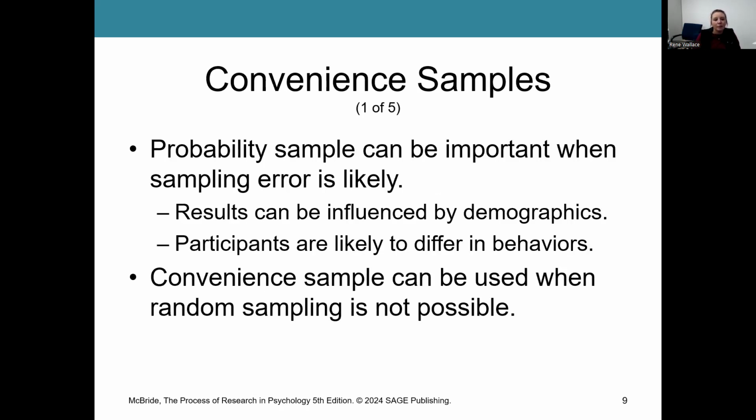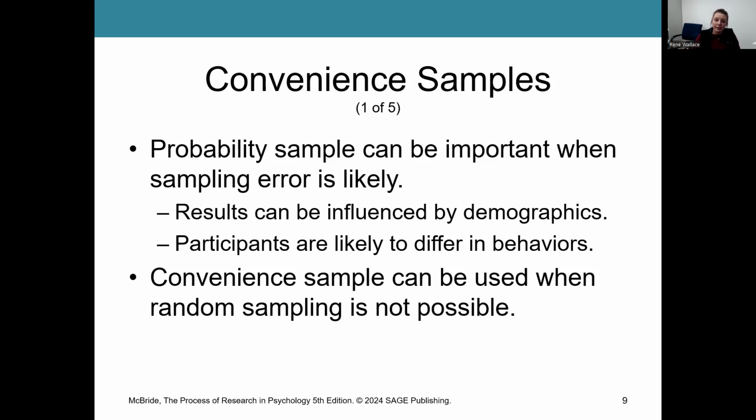The probability sample could be important when sampling error is likely. So if you think, hey, this is probably going to give me an error based on the area or the region or the population of the sample that I'm looking at, you need to know that your results could be influenced by the demographics, just the individuals that you have in your study, and that participants differ in behaviors, right? Individuals are different. And so there's always this individual difference variable that we can't 100% control for.